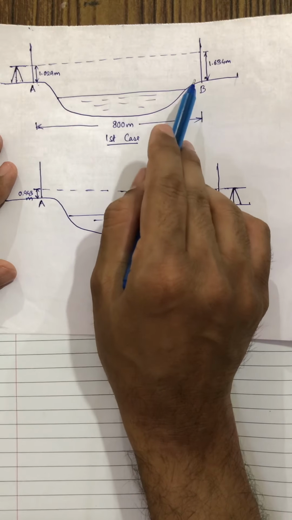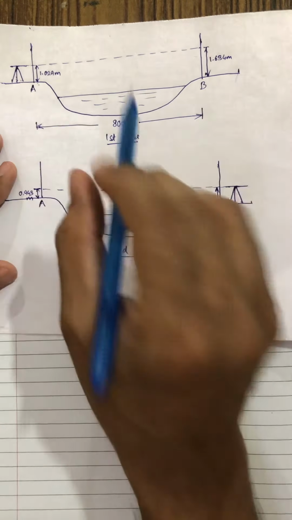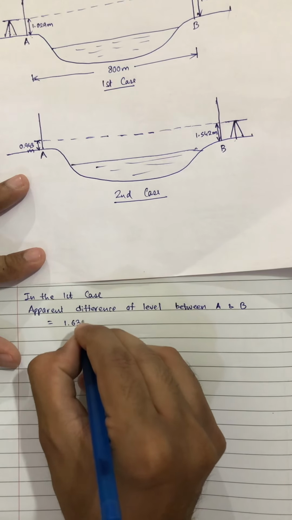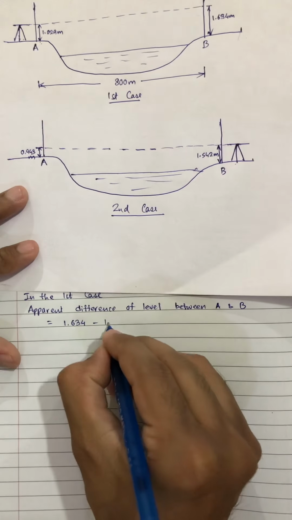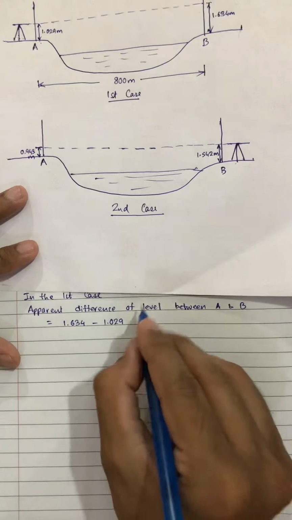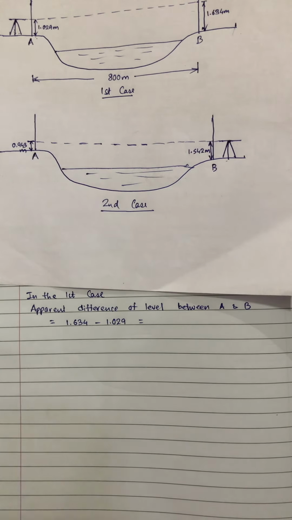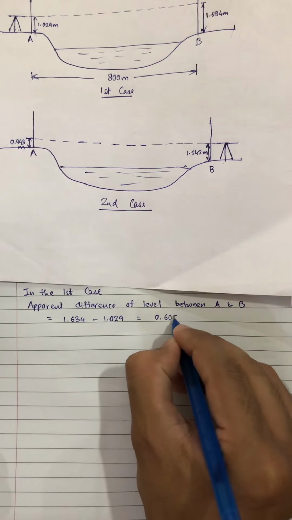Okay, so always the higher value is subtracted from the lower value. Higher value will be subtracted from the lower value. So this will be 1.634 minus 1.029. So how much does this come out to? When we calculate, it comes out to 1.634 minus 1.029, so this is 0.605 meter.